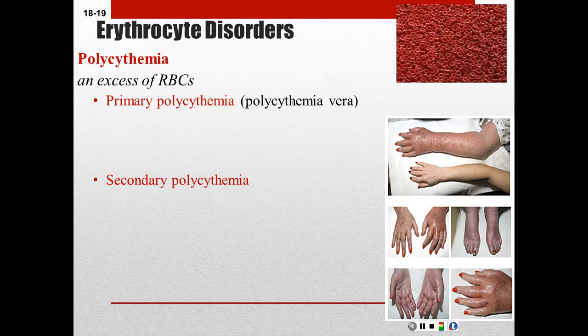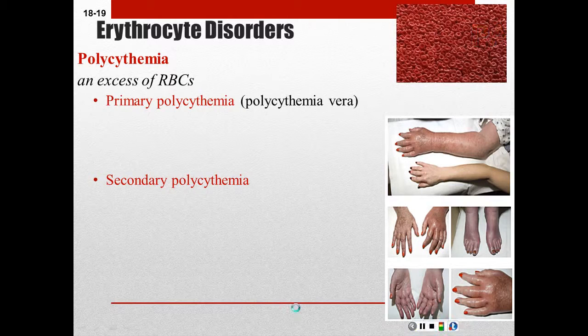Now, an imbalance between the rate of erythropoiesis and RBC destruction may lead to erythrocyte disorders. We have polycythemia, which is a disease of excess red blood cells. We have primary and secondary polycythemia. The primary one is due to cancer of the erythropoietic line of the red bone marrow and can result in an RBC count as high as 11 million cells per microliter.